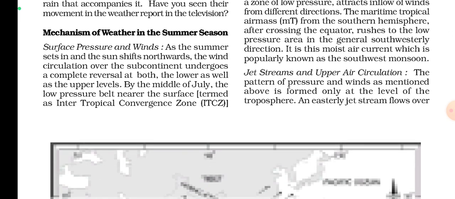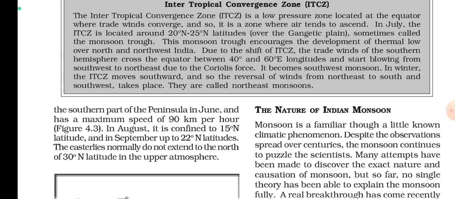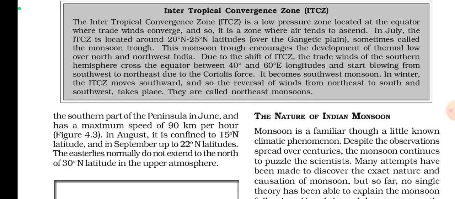Jet stream and upper air circulation. The pattern of pressure and winds as mentioned above is formed only at the level of the troposphere. An easterly jet stream flows over the southern part of the peninsula in June and has a maximum speed of 90 km per hour. In August, it is confined to 15 degrees north latitude, and in September up to 22 degrees north latitude.